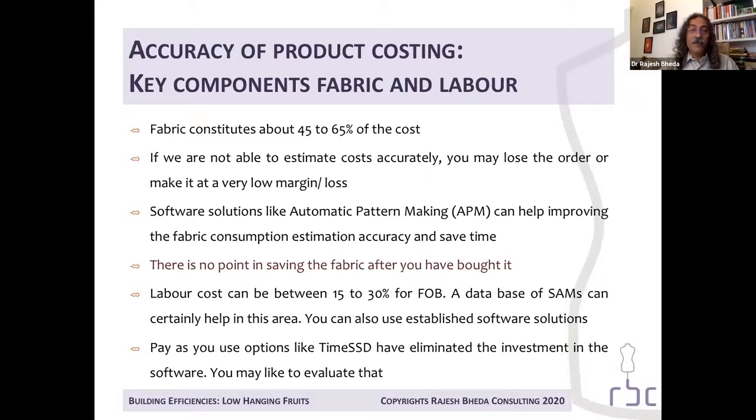So another large component, again, of the costing is a labor cost. Depending on the country where you are, and depending on the product, this can be between 15 to 30% of the FOB. And if we are not able to estimate our SAMs, standard minutes, right, again, there can be a huge amount of gamble you might take, because you estimated something, it actually turned out to be something else, and you may lose on that. Now, quite a few companies in the Indian subcontinent are using certain software. Many times the investment in the software is quite expensive. Otherwise, you have to use time and motion study.